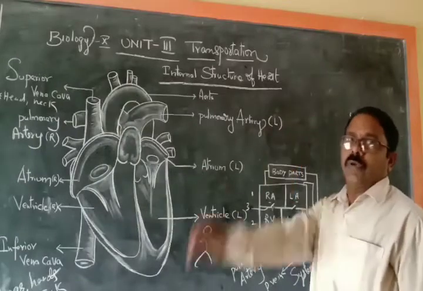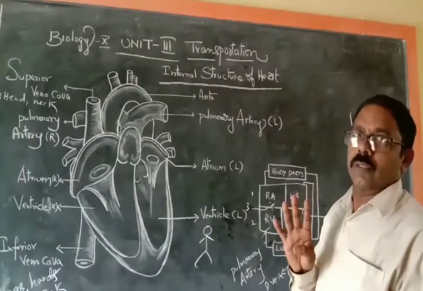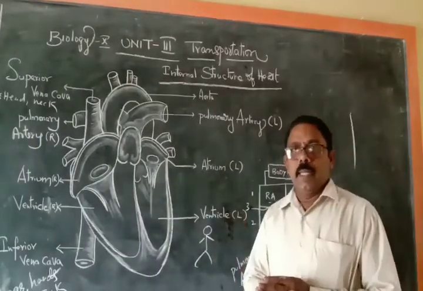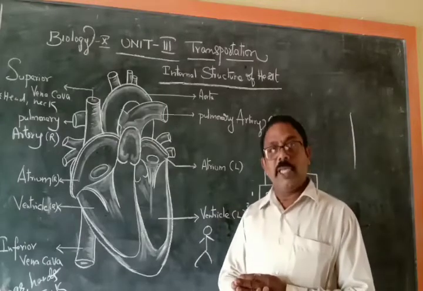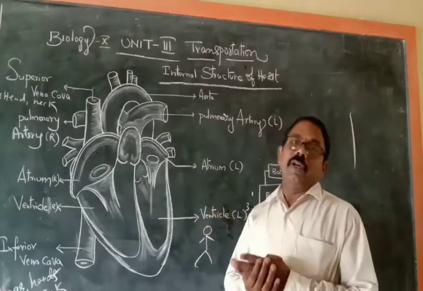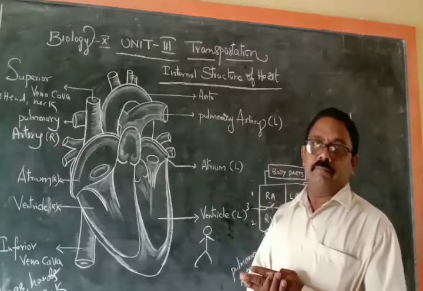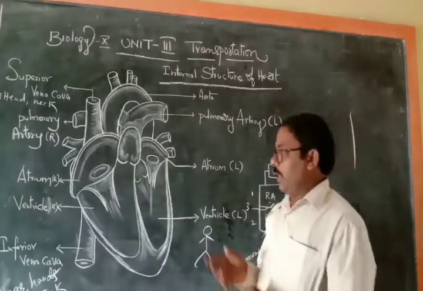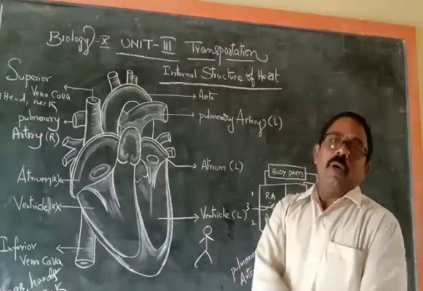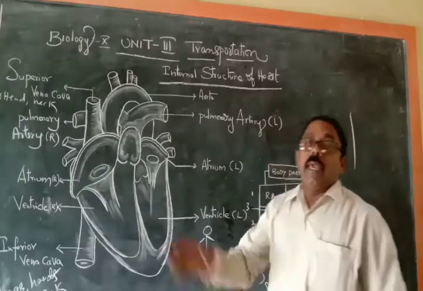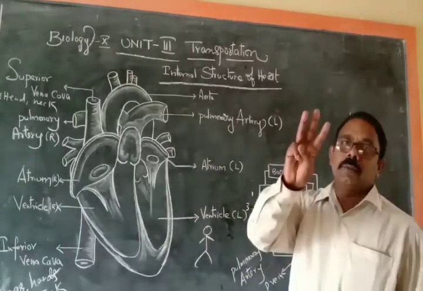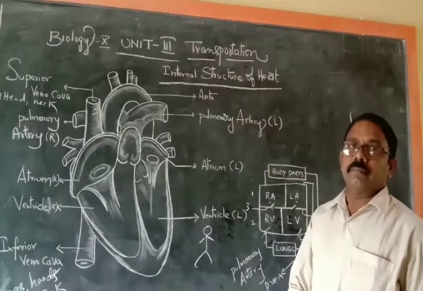How many chambers does the heart have? 4 chambers. But the chambers are not equal in all organisms. For example, fishes have a 2 chamber heart. Amphibians have a 3 chamber heart.